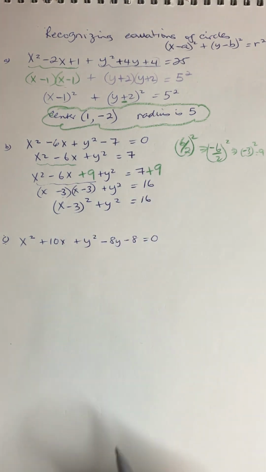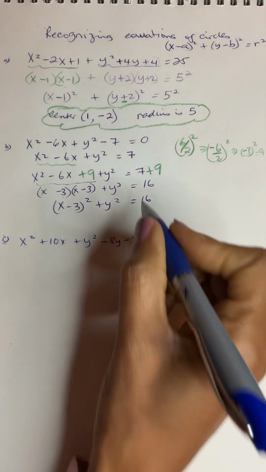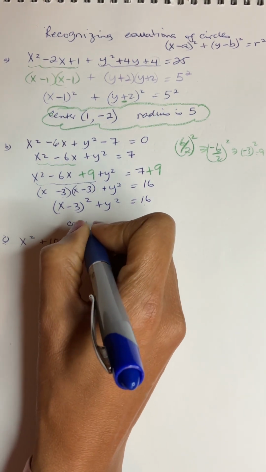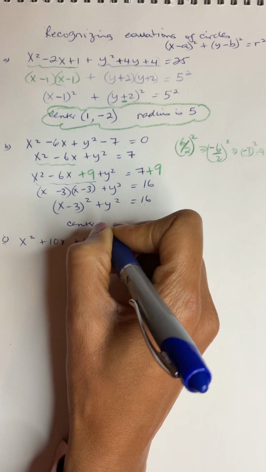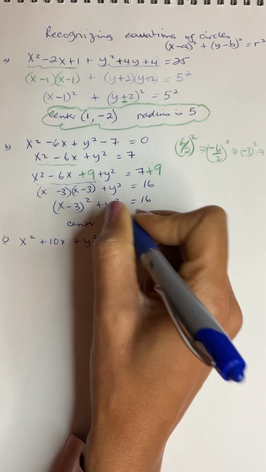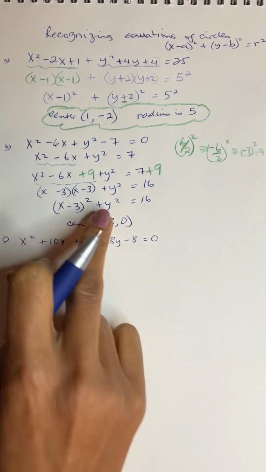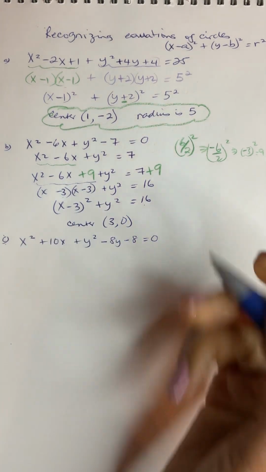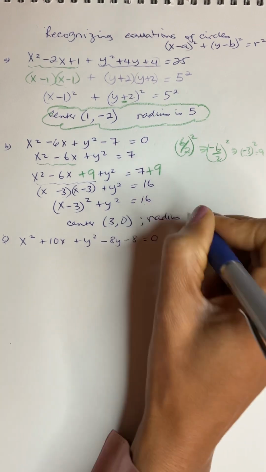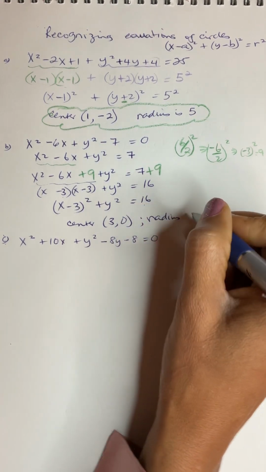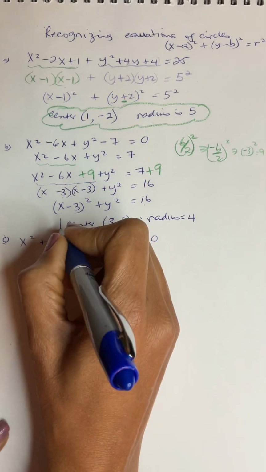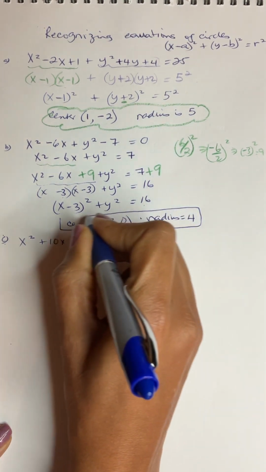Now we know that this is our r square, so we can identify now. So our center is going to be, our x value is going to be 3, and our y value is going to be 0 because we have nothing there. All right, it's going to be 0, and our radius is going to be the square root of 16, which is 4. So radius is going to be 4, and that is what that one will be.